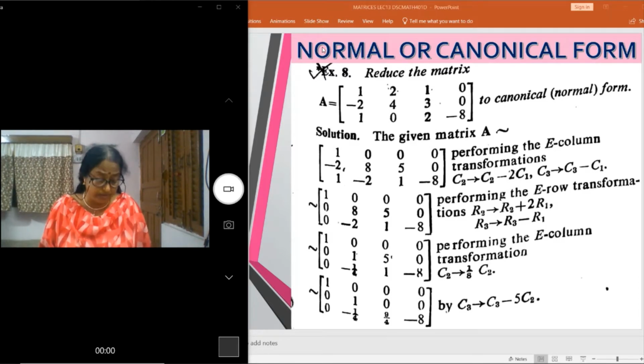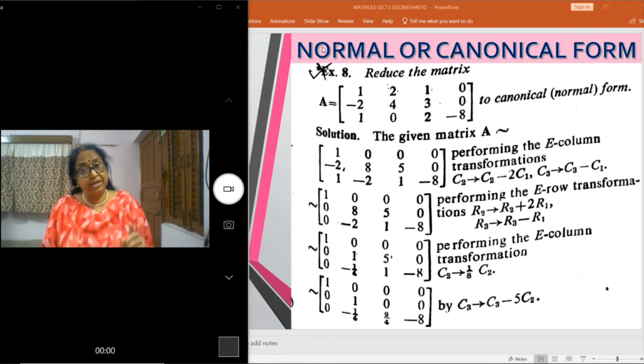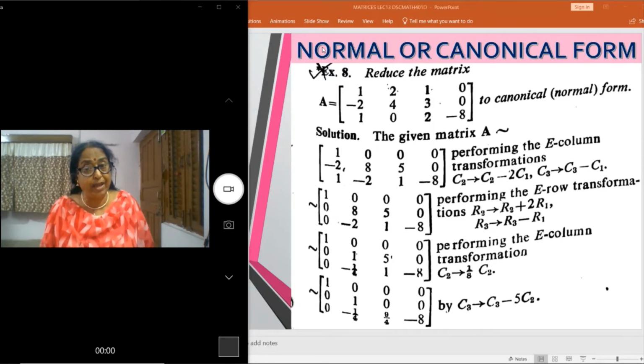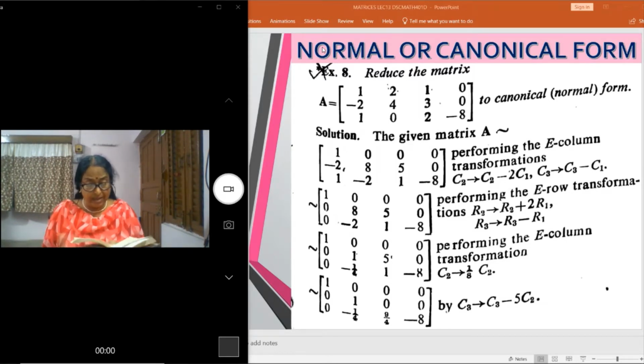Now, at first you have to check the topmost value should be equal to 1, then only you proceed. If it is not there, then transfer any column or row so that the topmost corner value is equal to 1, or divide it by something so that the topmost corner value is equal to 1, then only proceed. Now here you can see the topmost corner value is 1.